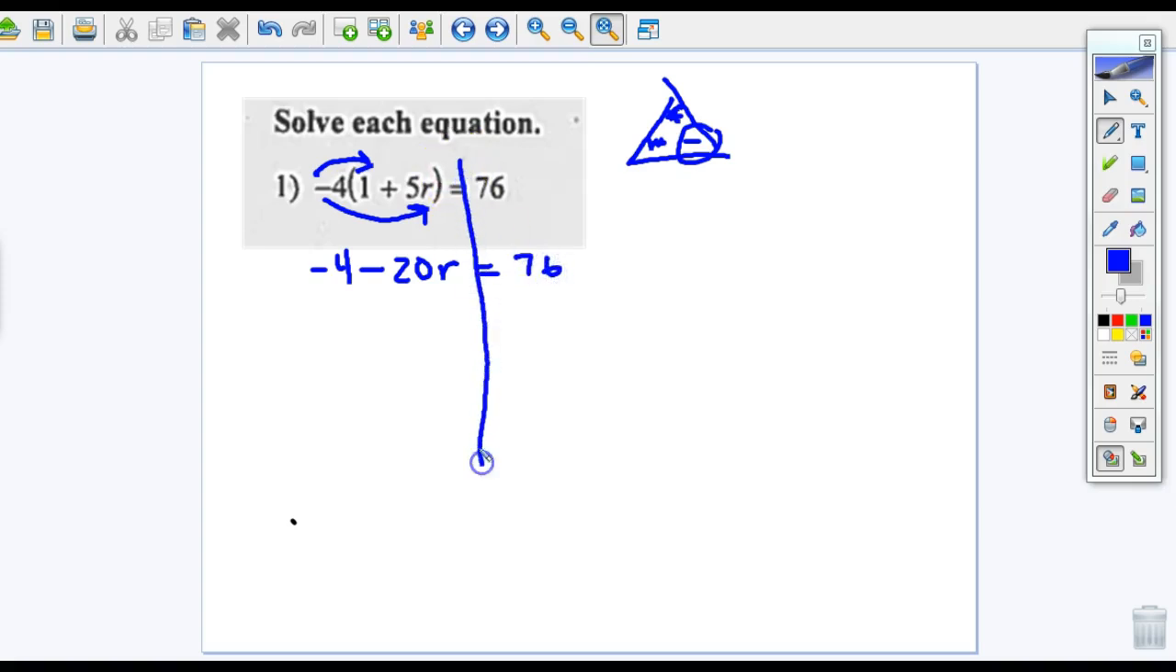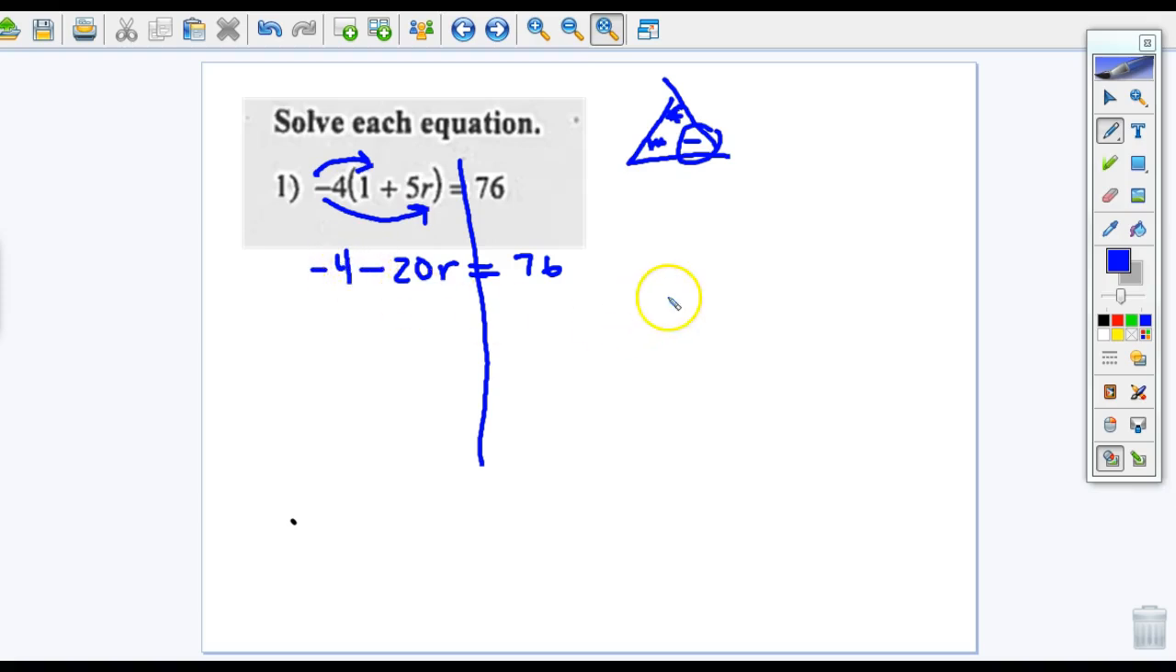I should have drawn my line here. Make sure you guys are adding that line to help you see what is on either side of that equal sign. So this line essentially becomes your equal sign. Okay? So now I have 2 terms over here. I have a -4 and a -20r. Now I want to move the one that is not attached to my variable first. So that gives me this -4.